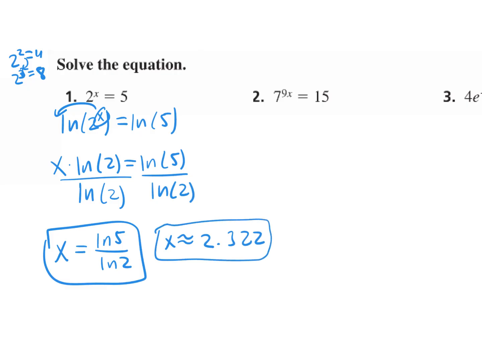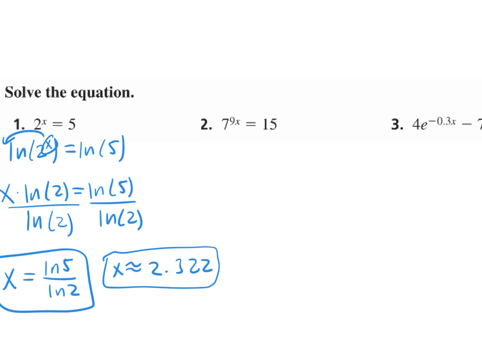Now, if you decided to do what we did on the previous page and did log of both sides, you would get the exact same answer. So it doesn't matter which one you do. Hopefully that's clear. Let's do the next one as well.